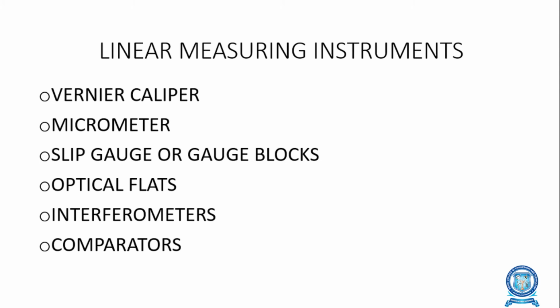Okay, different types of linear measuring instruments. What are the different types? Vernier caliper, micrometer, slip gauge or gauge blocks, optical flats, interferometers, and comparators. These are the different linear measuring instruments. Today we are going to see the topic Vernier caliper. What is meant by a Vernier caliper? What is the use of this Vernier caliper? What are the different types of Vernier calipers? And what are the other instruments with a Vernier scale?